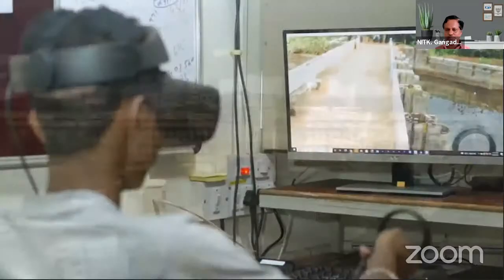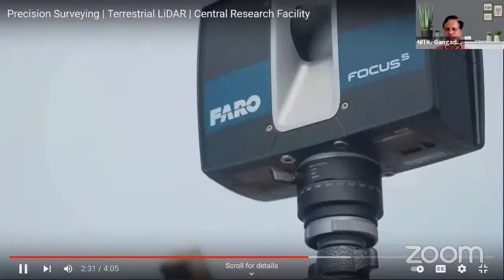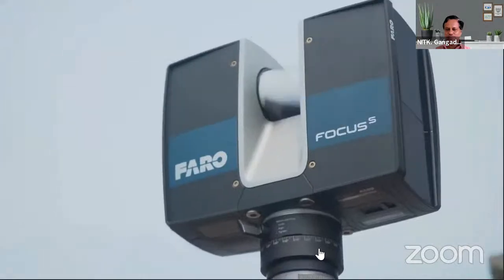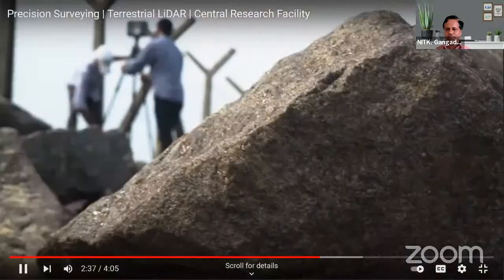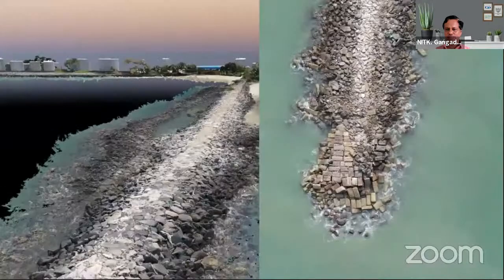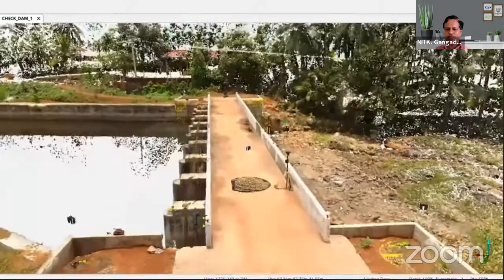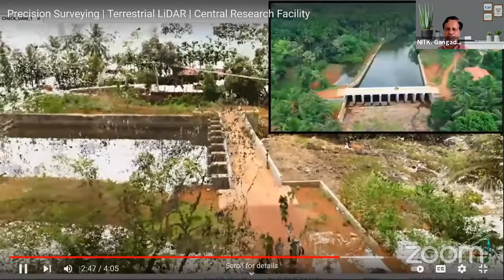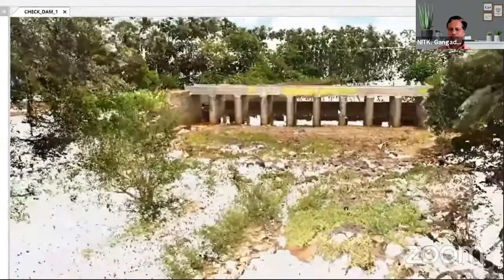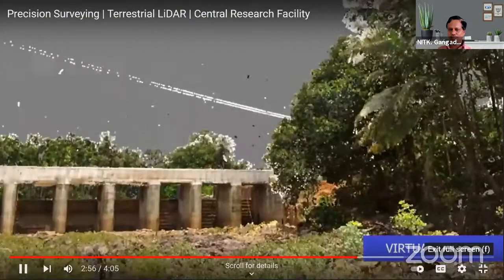Various surveys are conducted by NITK, Surathkal, using the FARO Focus S350 terrestrial LiDAR instrument. Beach profiling was carried out with the intention to compare the existing breakwater structure with its design drawings. A LiDAR survey was also carried out at the dam site for correct area calculation and also to get the details of the inaccessible places in the site. Virtual reality was also deployed to the dam site model.